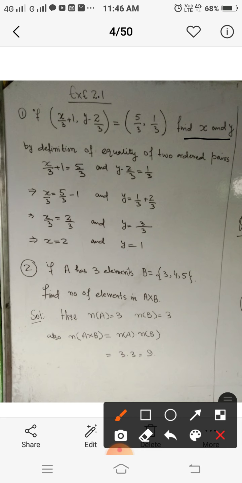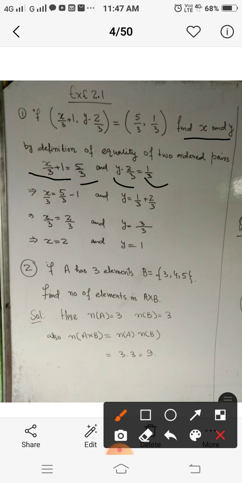By definition of equality of two ordered pairs, two ordered pairs are equal if and only if their first components and their second components are equal, that is, their corresponding components are equal. Here, the first component of the first ordered pair is x/3 + 1, and of the second is 5/3. Similarly, the second of the first ordered pair is (y - 2)/3, and of the second is y/3.